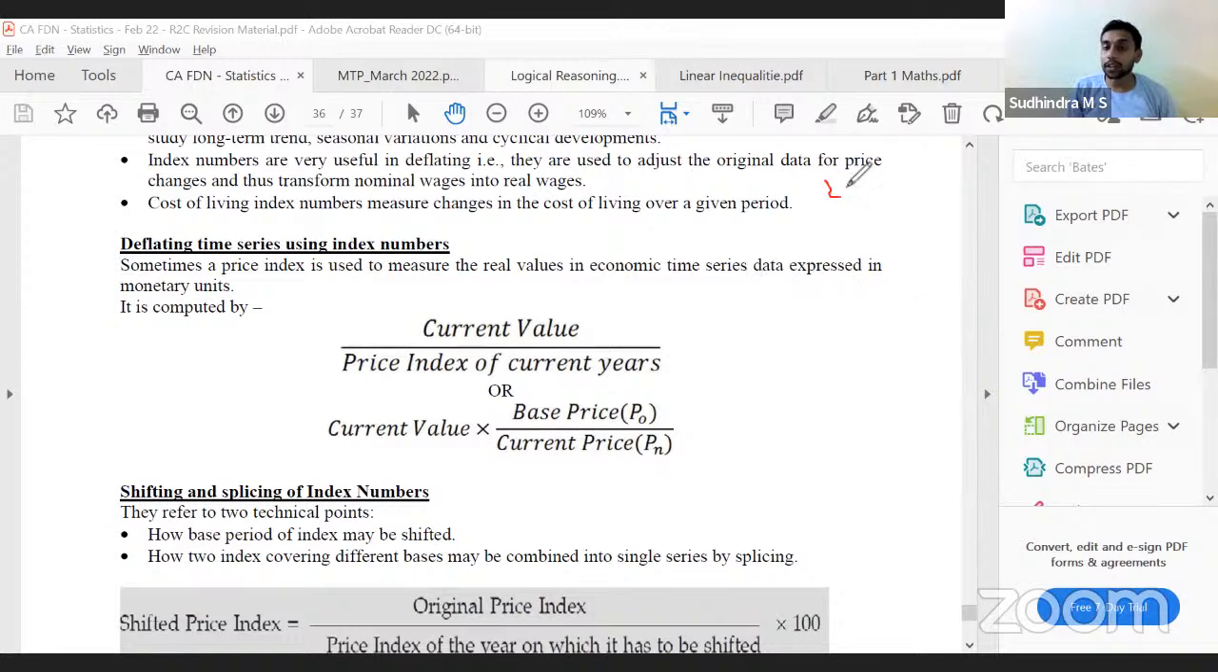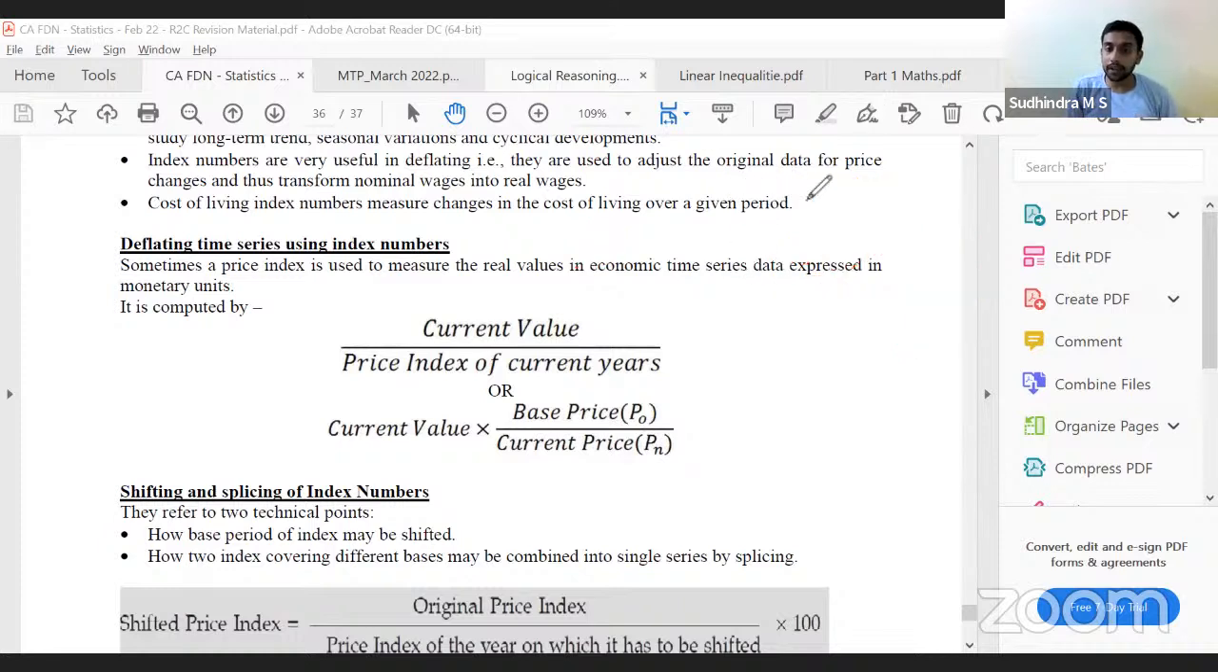So the value of a product is 250. The price index of the current year is 125. In such cases, current value divided by price index into 100. So base year it was 100, correct? So 250 divided by 125 into 100, 200. So that means that this is the real change in the value of that product.